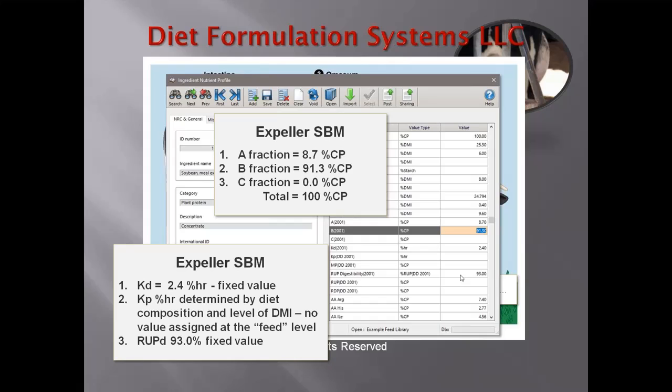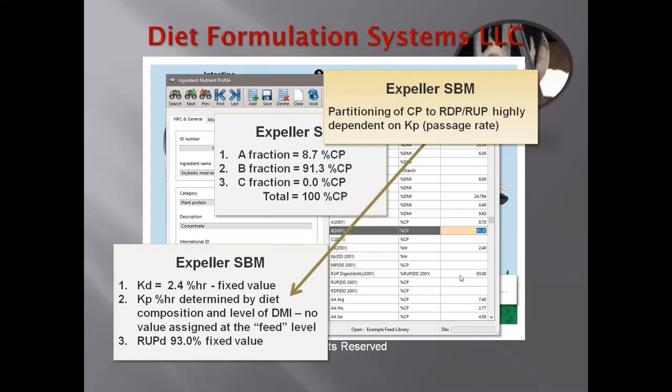That also is a fixed value. So what's not fixed here? The passage rate. The passage rate is not fixed. That means that the RUP and RDP values assigned to expeller meal by the NRC model are highly dependent on passage rate. Almost entirely dependent on passage rate, because there's only a small A fraction and no C fraction.